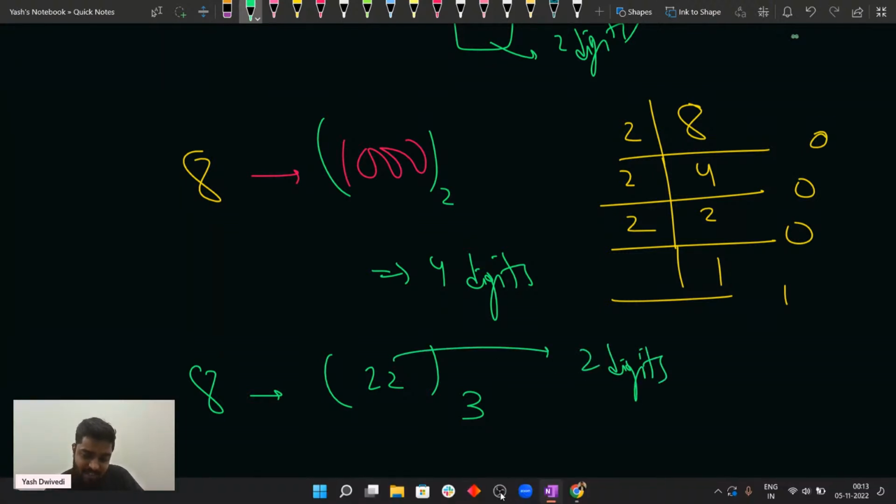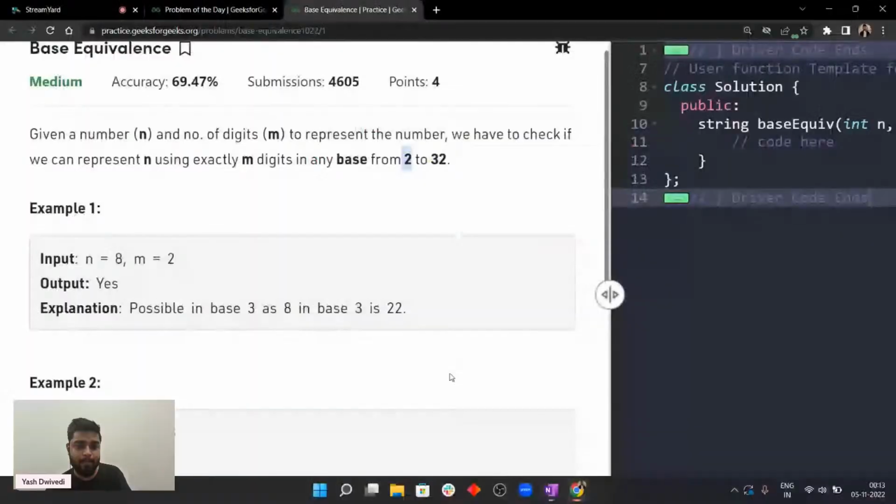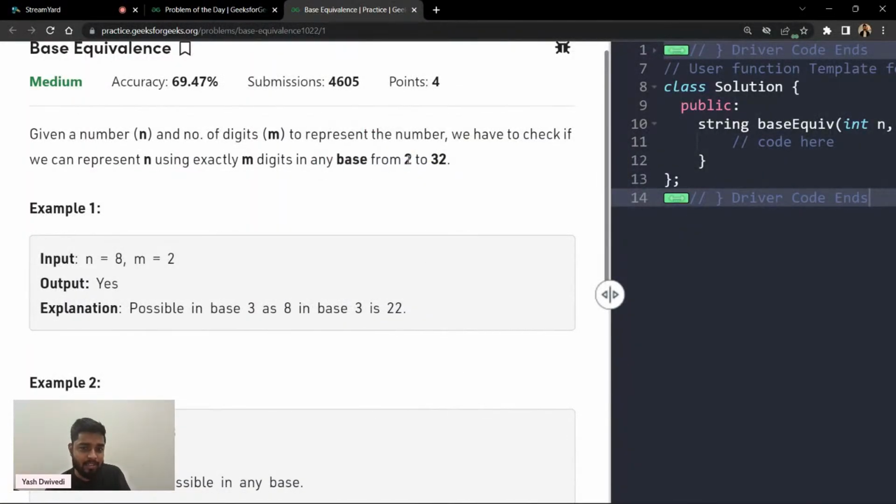So it says that you will be given a number m, and you have to tell whether, from any base starting from 2 till 32, you can represent that number in 2 digits. In any base. Is that clear? Please write clear in the chat, everyone, and hit the like button as well. Is everyone clear with this part, right?